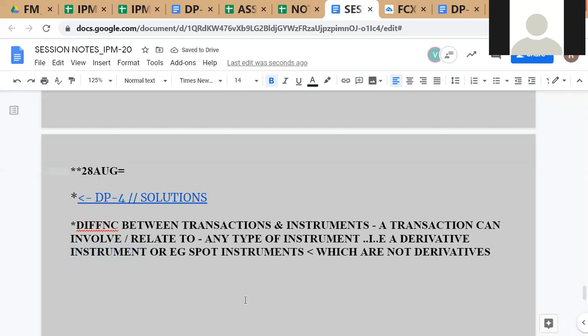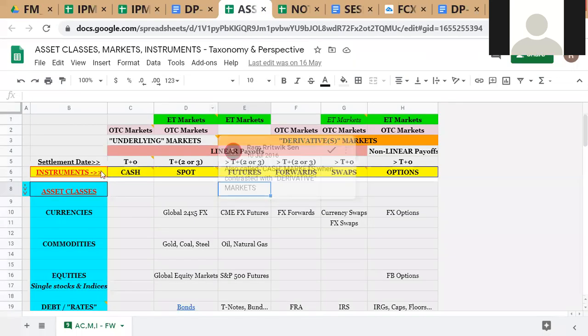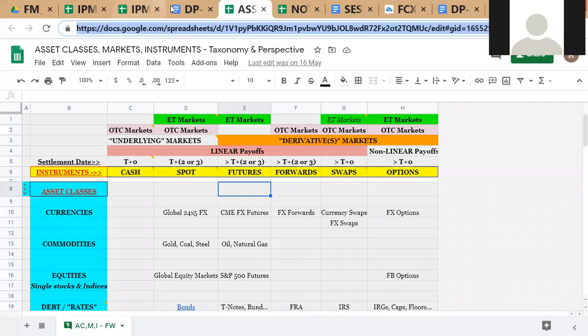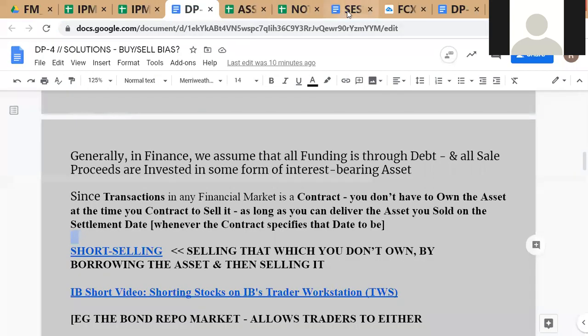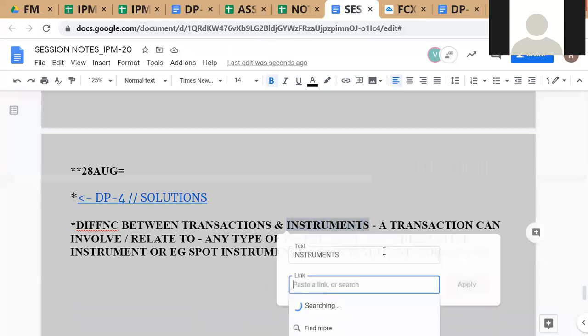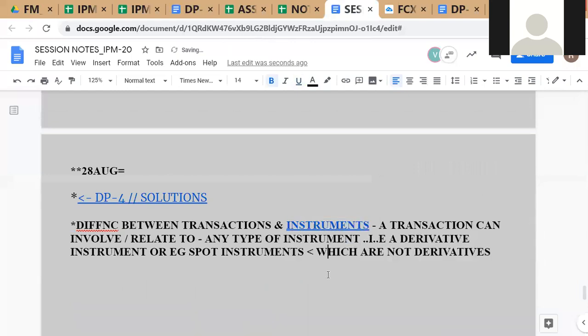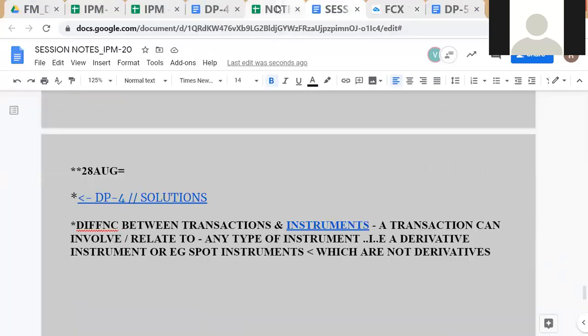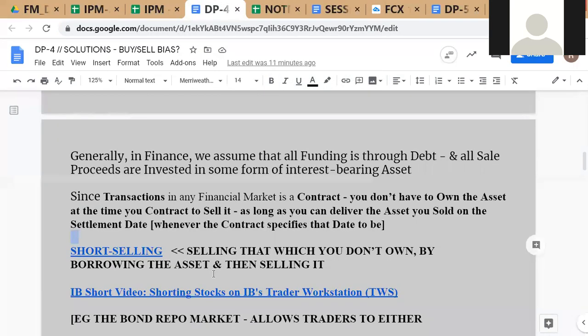So here what we can do is we can put a link to this particular thing, which I think is already in your folder. So it will basically straight away take you to instruments. If we put a hyperlink in there, it will take you directly into that spreadsheet. Okay, so that's the response to that. So let's move this here now. Okay, let's continue with our discussion on DP4.